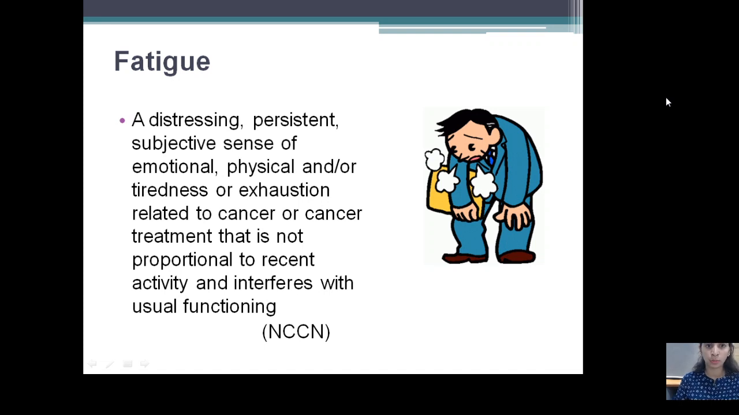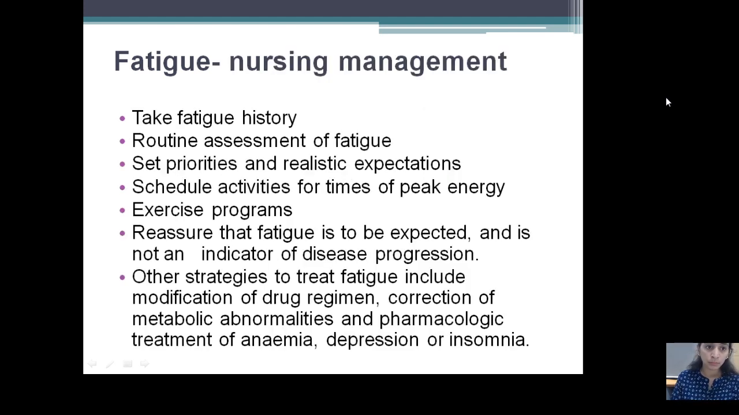Then we'll talk specifically about each side effect. So fatigue is a distressing, persistent, subjective sense of emotional, physical and/or cognitive tiredness or exhaustion related to the cancer or cancer treatment that is not proportional to recent activity and interferes with usual functioning. This definition was given by NCCN.